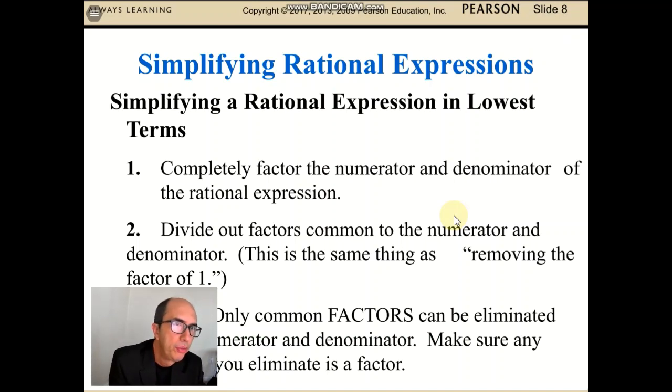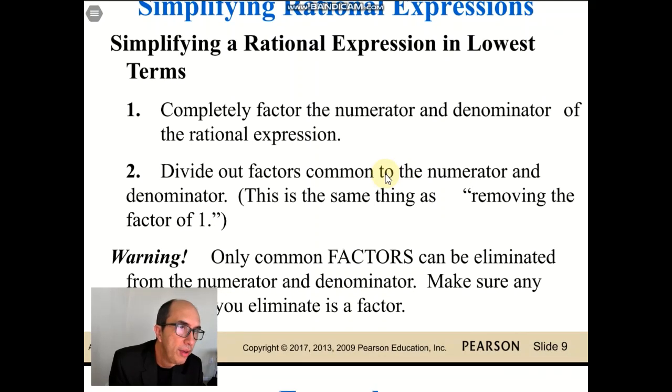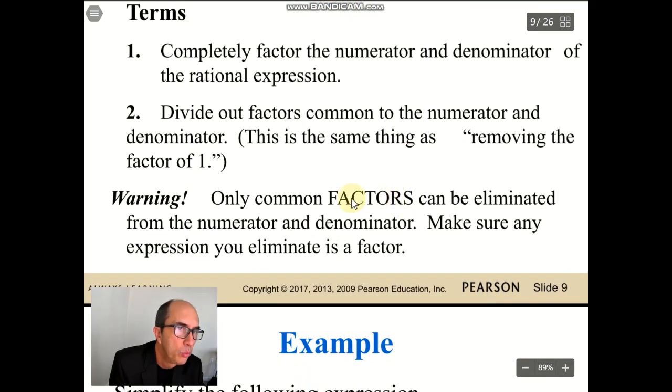Step by step for simplifying rational expressions. First step, completely factor the numerator and denominator of the rational expression. Second step, divide out factors common to the numerator and the denominator. And warning, only common factors can be eliminated. And by eliminated, we're talking simplified. Make sure any expression you eliminate is a factor, and let's see what it means when we work on the examples, okay?